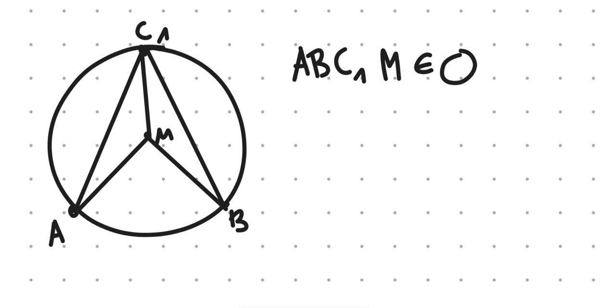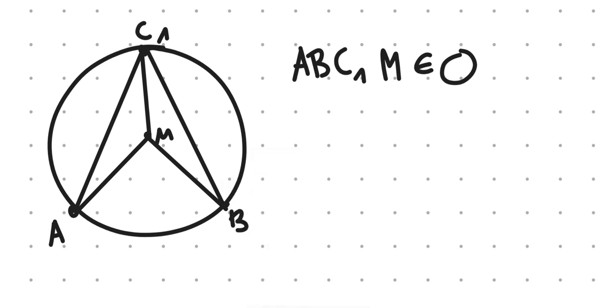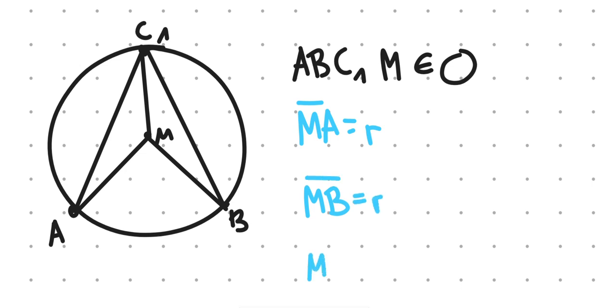If we look at every single side of this figure, I would have the radius from M to A, and the radius is also M to B, and the radius also from M to C1. So we can write R here, and R here. So we have a lot of information over here already, even if I only wrote R.